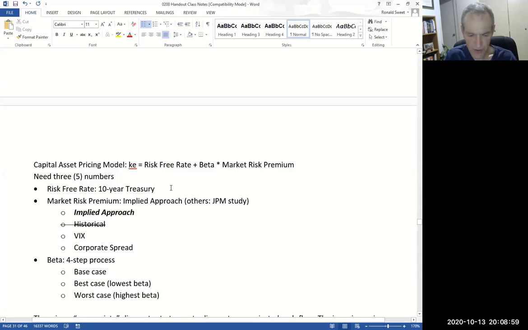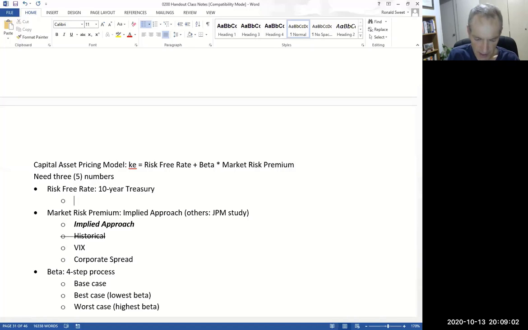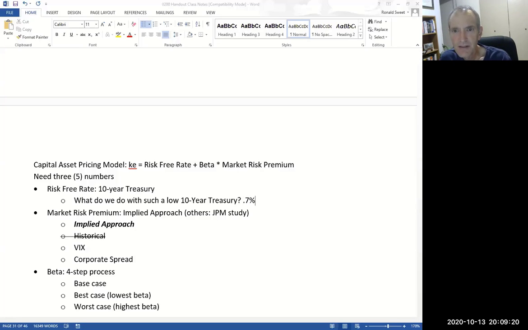Now we have some issues here. The risk-free rate, what do we do with such a low 10-year treasury? What is it right now? I think today it's back down to 0.7%. Boy, I can't remember, 0.7% today. Let's see. I don't think it went below 0.7, so 0.73%. Crazy. That's absolutely crazy. 0.73%.